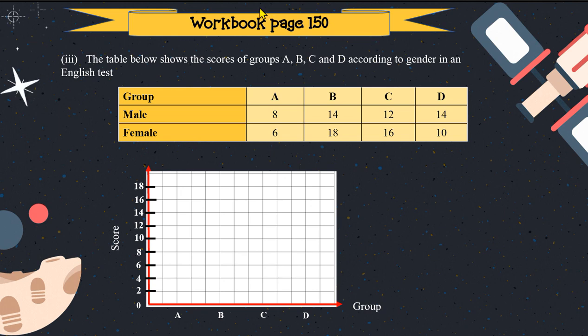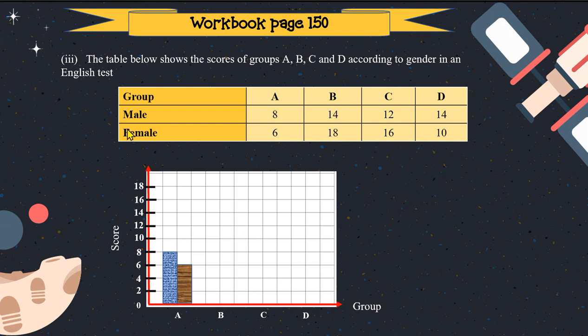Now we want to construct the bars. So for group A, male is 8. So male is 8 here, so you draw a bar here. And then female is 6. Make sure these 2 bars are different. If this one you want to shade, this one you can leave blank. If you want to dot this one, this one you can shade. Any type of bar you prefer.